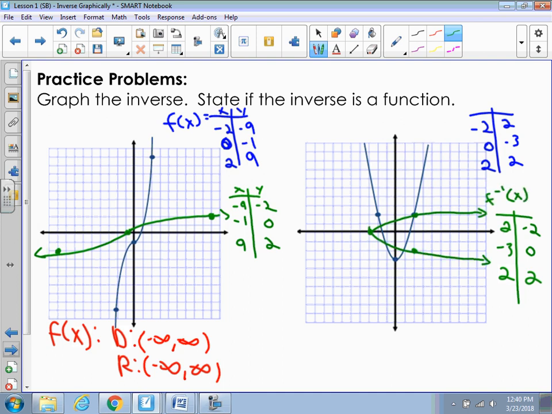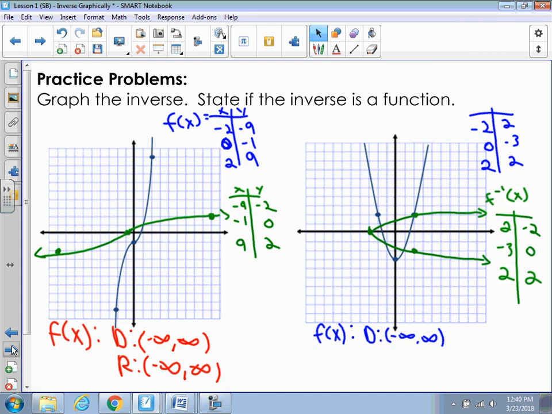Now, the reason this is not a function is because it does not pass our vertical line test. So it's going to hit your function at more than one spot. Therefore, our inverse is not a function. Now let's look at domain and range. So let's start off with f of x. Our initial function, the domain for that is negative infinity to positive infinity.